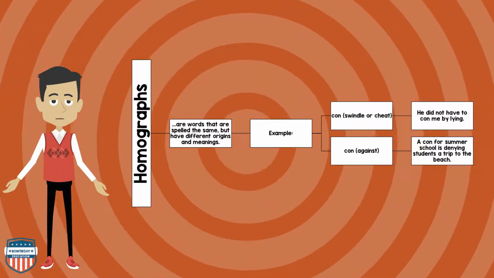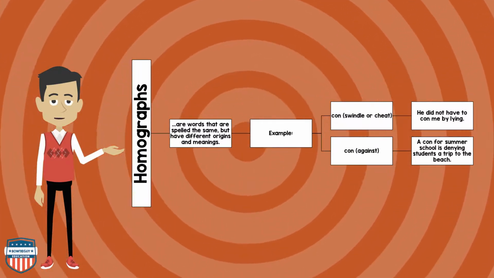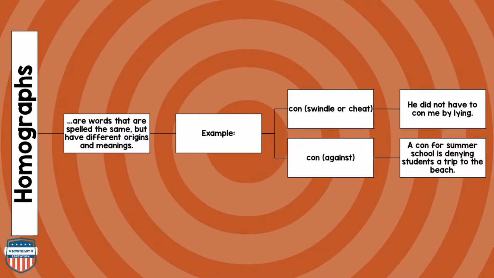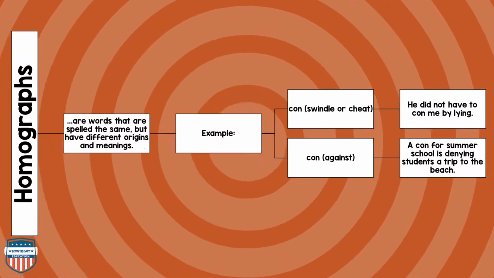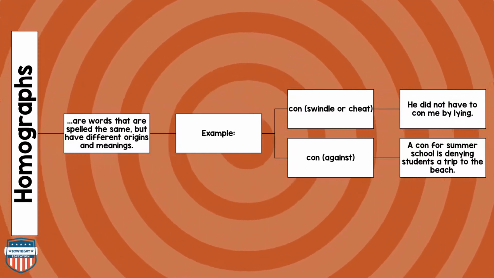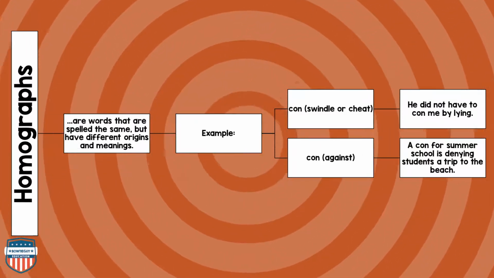What are homographs? Homographs are words that are spelled the same but have different origins and meanings. For example, con. Let's look at the top con. This con means to swindle or cheat. He did not have to con me by lying. The bottom con means against. A con for summer school is denying students a trip to the beach.